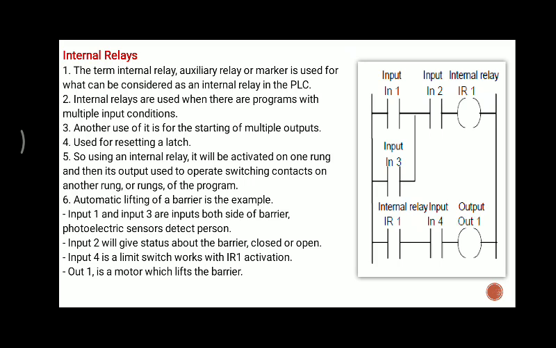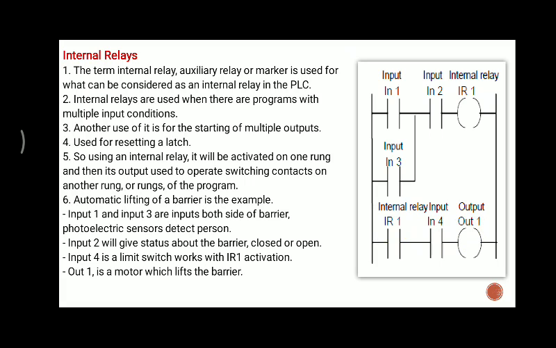Another important thing is that we can use an internal relay in one rung, and you can utilize its status, whether it is on or off, in another rung, and through this we can operate another output. So that is another benefit of this internal relay. We can operate it in one rung and utilize it in another rung. Suppose here this IR 1 is activated, so this status we can carry into this rung, we will give the supply, and like this we can activate output 1.